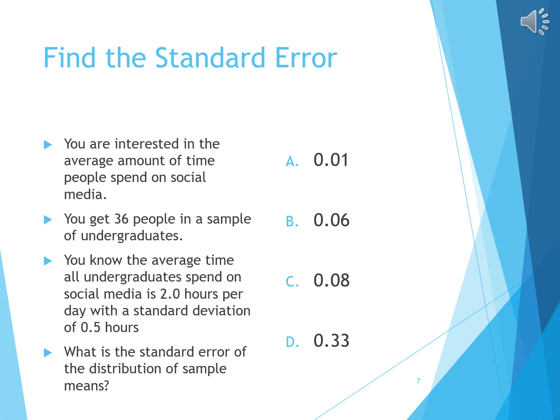Well, if you use the formula from the previous slide, the standard error equals the standard deviation of the population divided by the square root of your sample size. So you would take 0.5 hours, which is the standard deviation of the population, and you would divide it by the square root of 36. If you figure out the math on that one, it should be 0.08. So C is correct.